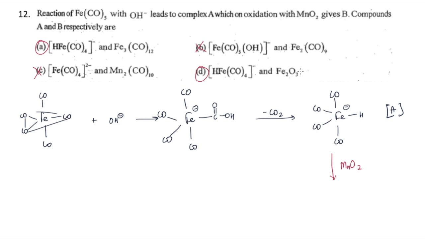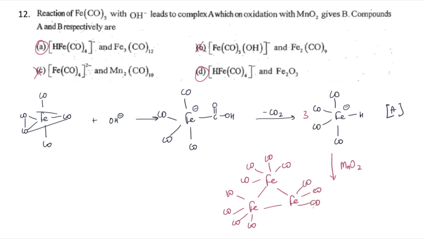So what is going to happen is, the other iron, like the similar kind of 3 moles of this, is going to react with each other, and it is going to form Fe3 and CO12, because each of them has 4 CO groups, so it will remain as it is. So the structure will be something like this. 4 CO groups attached to that. So the final product will be Fe3(CO)12. So the correct answer comes out to be option number A.